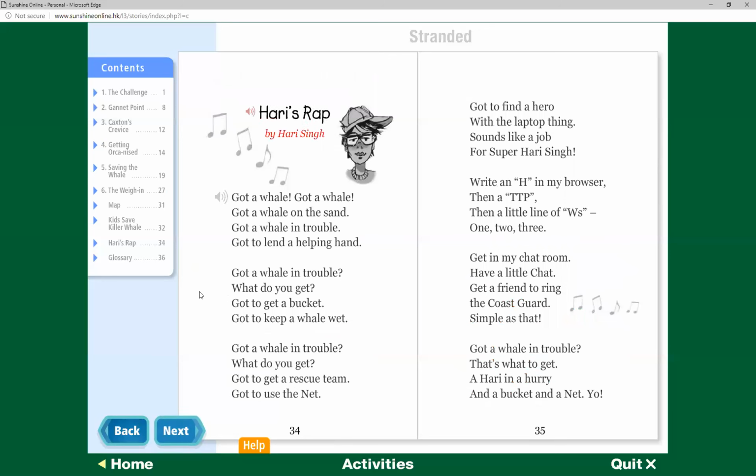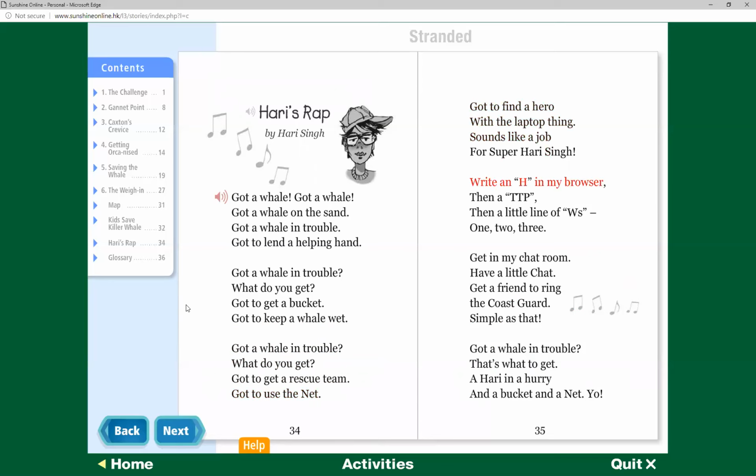Harry's Rap by Harry Singh. Got a whale, got a whale, got a whale on the sand. Got a whale in trouble, got to lend a helping hand. Got a whale in trouble? What do you get? Got to get a bucket, got to keep a whale wet. Got a whale in trouble? What do you get? Got to get a rescue team, got to use the net. Got to find a hero with the laptop thing. Sounds like a job for Super Harry Singh.